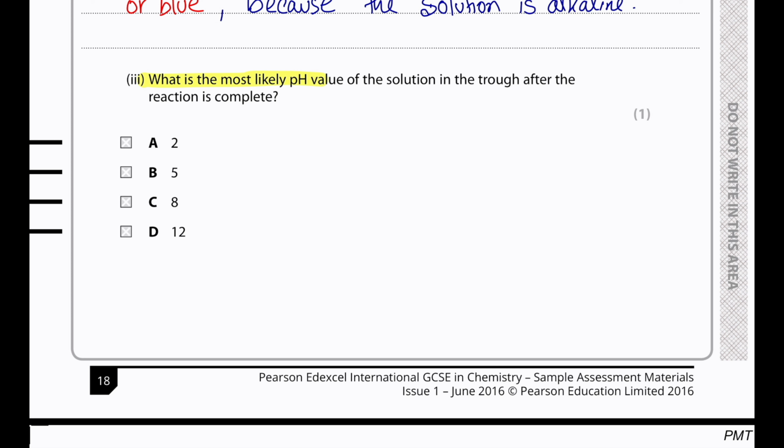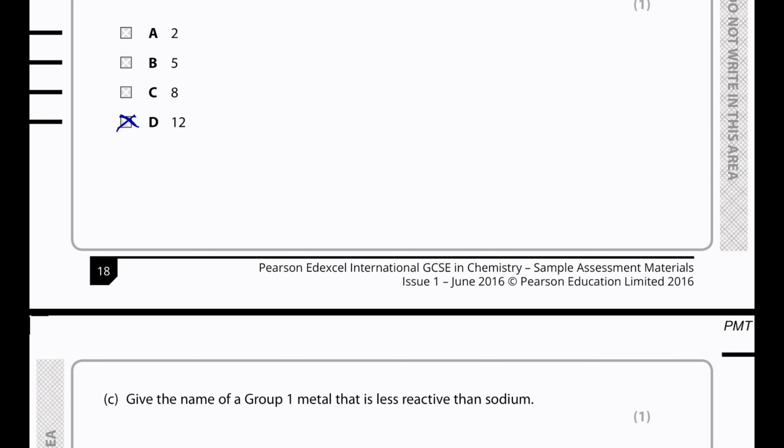What is the most likely pH value of the solution in the drop after the reaction is complete? It's most likely to be a pH of 12. Sodium hydroxide is a very strong alkali, so it's definitely going to be a pH of 12.